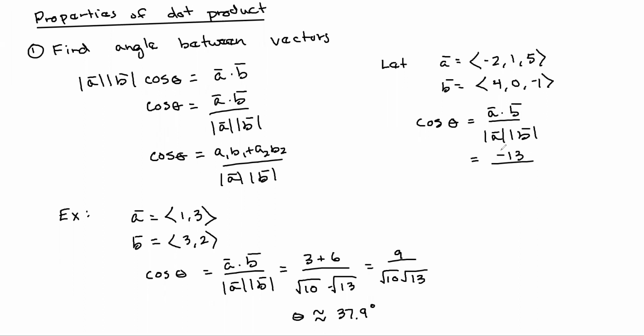And then for the length of A, that's going to be the square root. And then you want to just take the components and square them and add. So we're going to have 4 plus 1 plus 25. That's going to be the square root of 30. And then 16 plus 1, that's going to be the square root of 17. And so we get cosine theta equals this. And go ahead and again, calculate this, put it into your calculator, and then it should give you approximately 125.1 degrees.